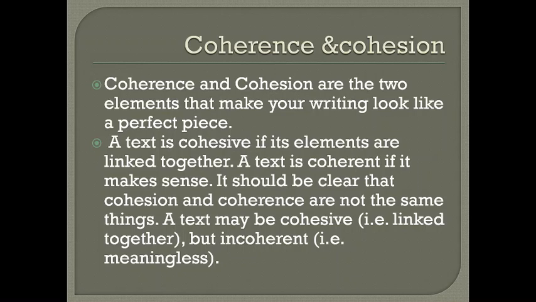Now, the two most important devices that we must have for very good writing are coherence and cohesion. What are these? Coherence and cohesion are the two elements that make your writing look like a perfect piece. A text is cohesive, keep this in mind, if its elements are linked together. That means cohesive devices are used to link or connect two sentences, or words in a sentence. And a text is coherent if it makes sense, if it gives meaning.